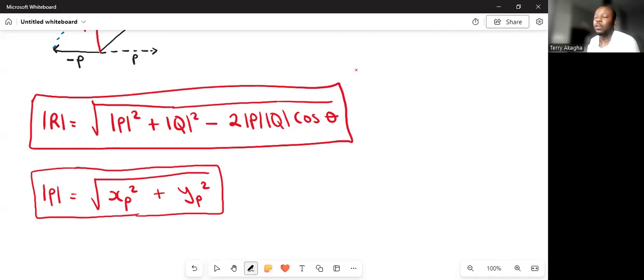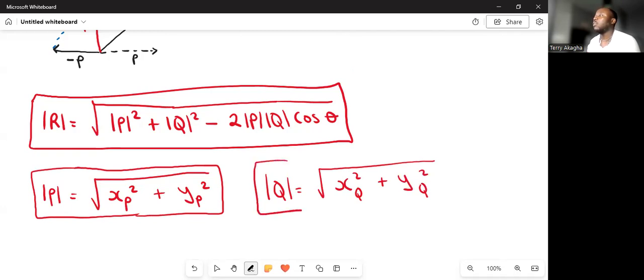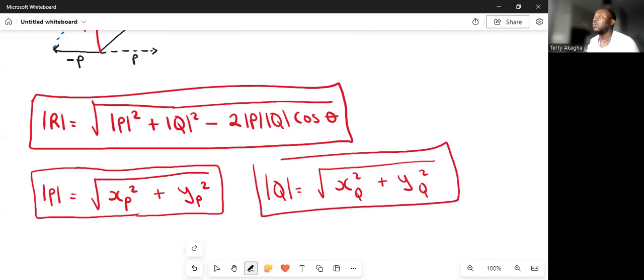Then how do you get the magnitude of Q? It's going to be the same thing. The square root of the X component of Q squared plus the Y component of what? Q squared. And that will give you the answer for that. So it's going to be like that. Good. And that is how you do it.